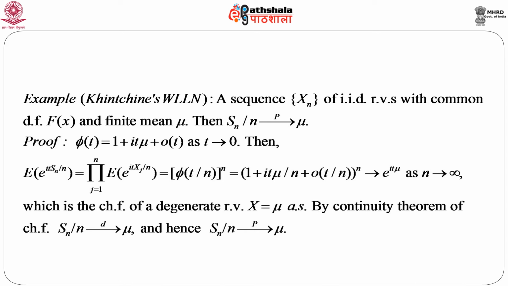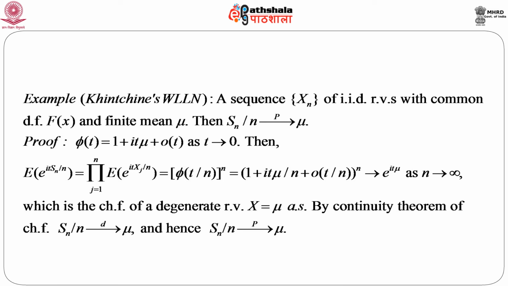Again, just calculate the characteristic function. We know that the characteristic function of a random variable, phi of t, can be written as 1 plus i t mu plus small o of t, that means this part goes to 0 as t goes to 0. Then the characteristic function of S n by n is the expectation of e to the power i t S n by n, which is the product, since these are IID random variables, of e to the power i t x j by n, over j equals 1 to n, which is phi of t by n whole to the power n. If we simplify, this is 1 plus i t mu by n whole to the power n, which goes to e to the power i t mu.